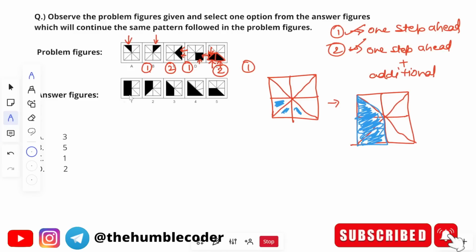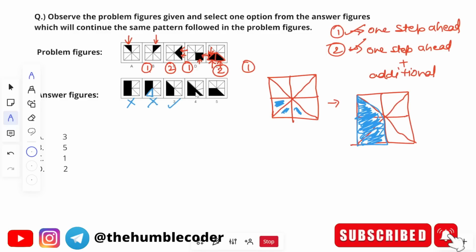Now let's check the answer series. See, this one is totally not the case, so we will eliminate this option because it has this extra triangle also colored. This one is also not the correct one because this area is empty in this one, so we will reject it. Yes, this seems to be correct for now. So for now, let's consider this as one of the answers, and let's move forward.